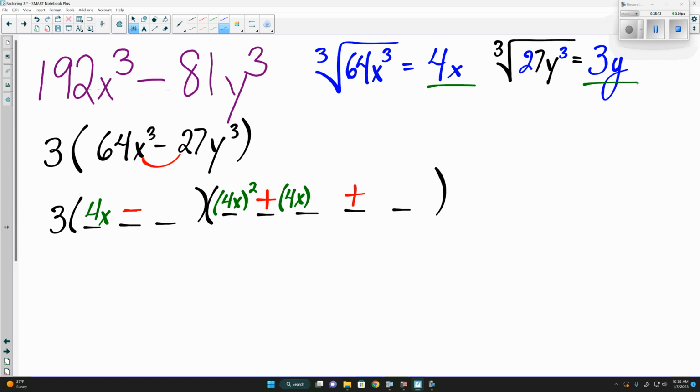Our second term is 3y. So in the first parentheses, we have 3y. We don't have to put anything with our 4x squared because it's really 3y to the 0, which becomes 1. The middle term is 3y to the first, and our last one is 3y squared.